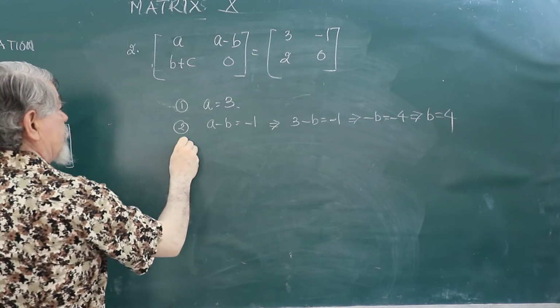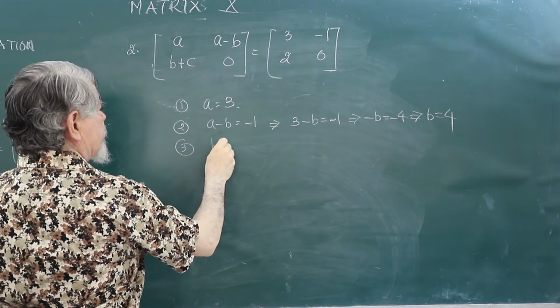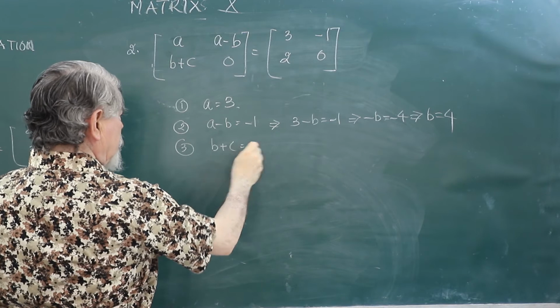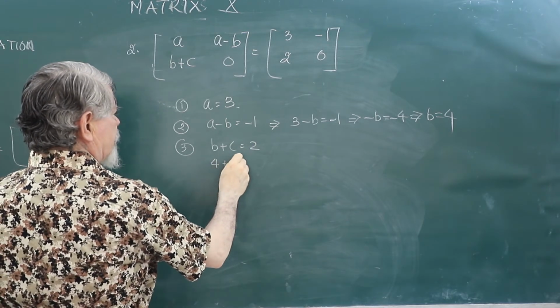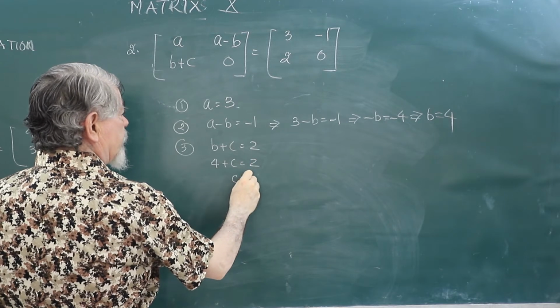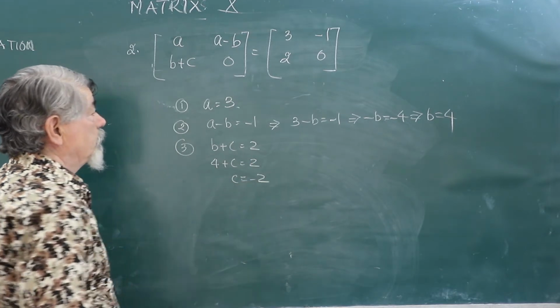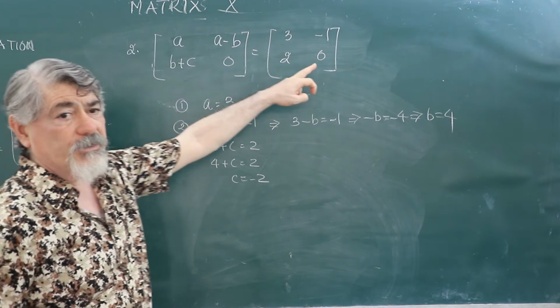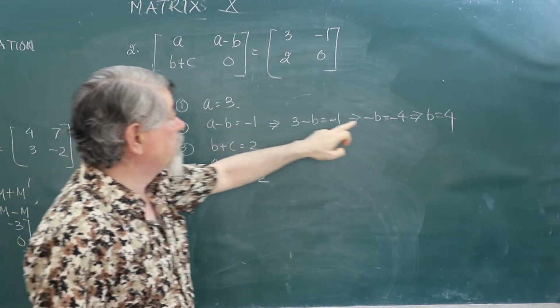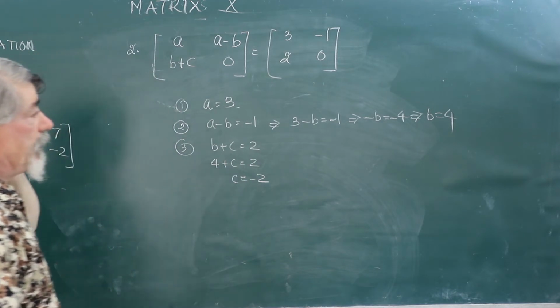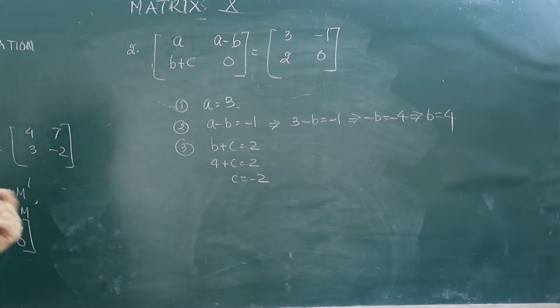Let us see this third one. B plus C is equal to 2. We know the value of B. B is 4. 4 plus C is equal to 2. So C will be minus 2. We don't need 0 is equal to 0. So we got the value of A as 3, B as 4, and C as minus 2.